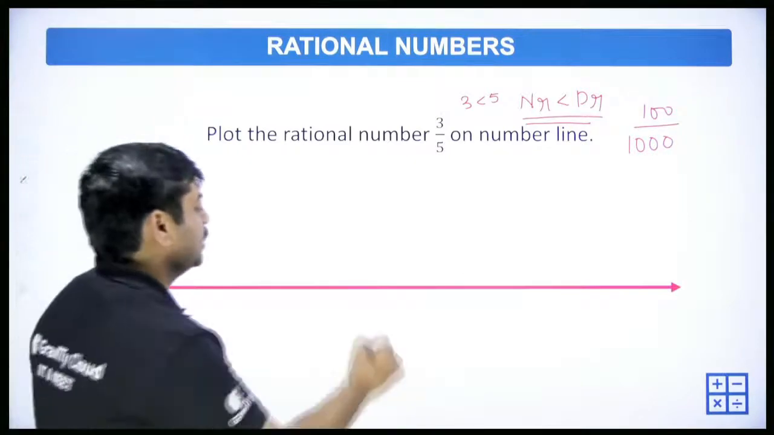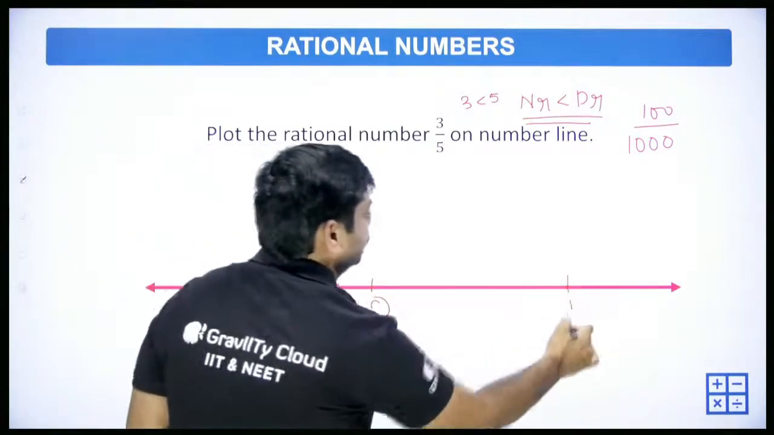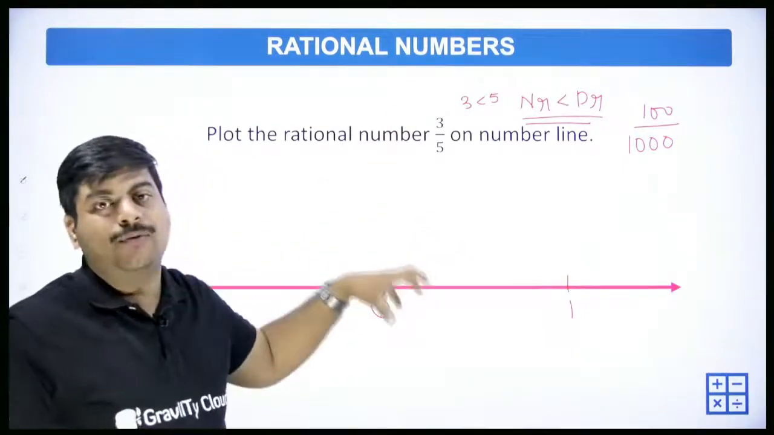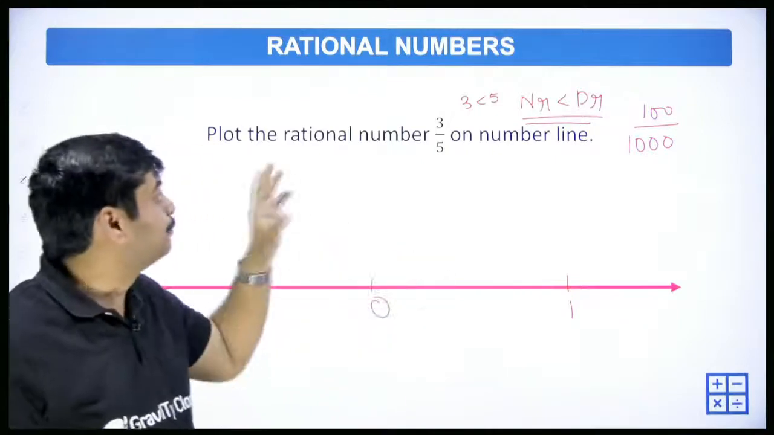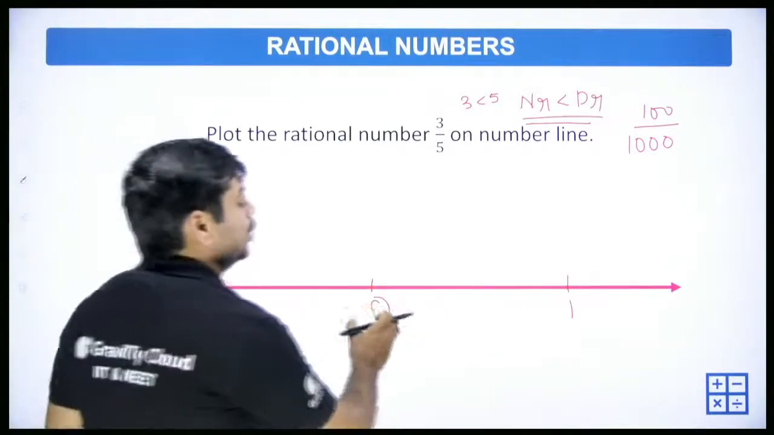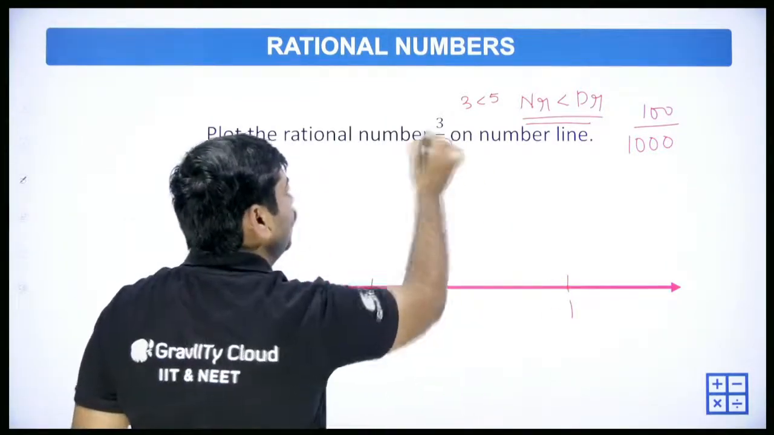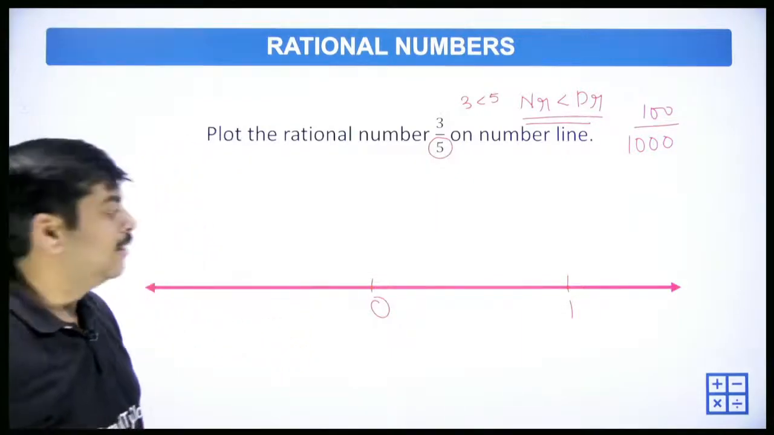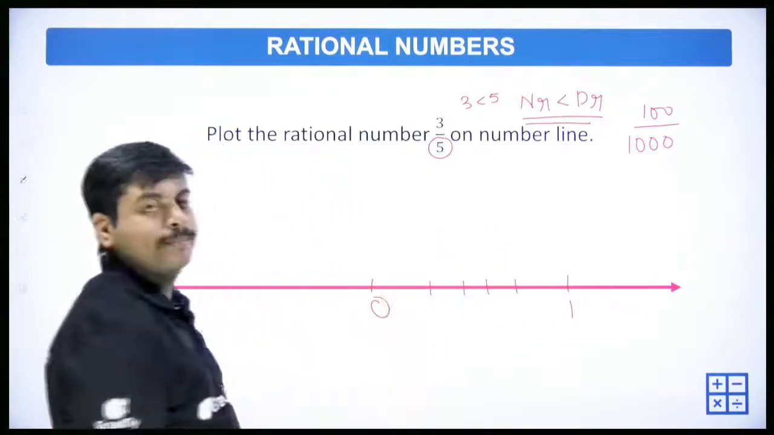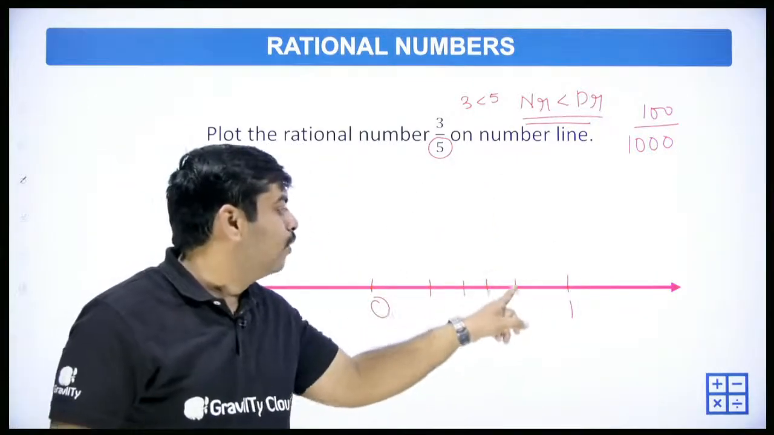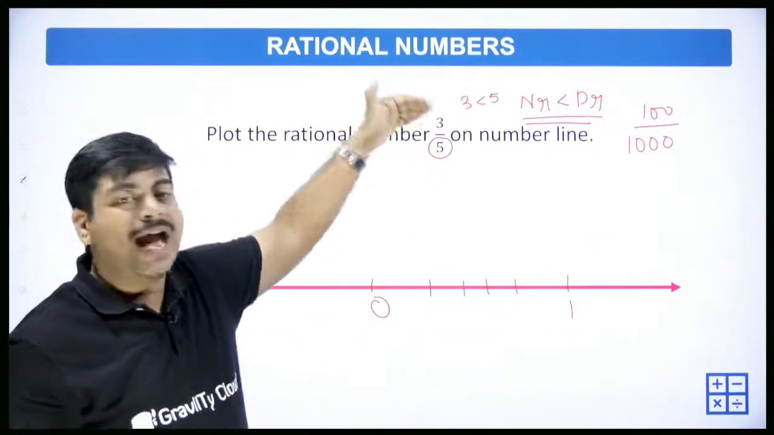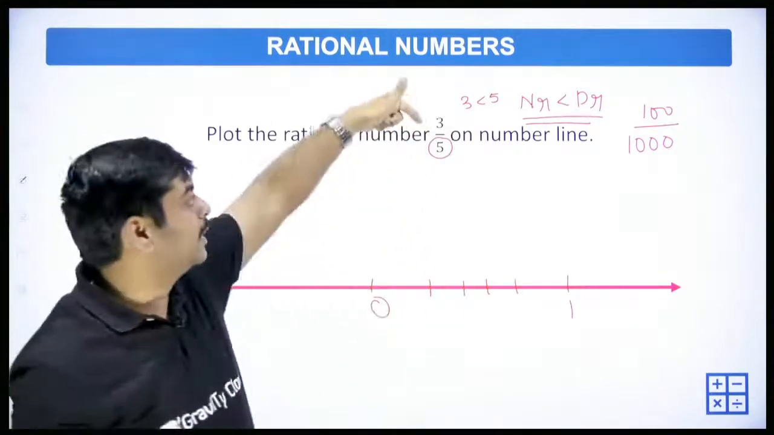Let's take 0 here and 1 here. So 3 by 5 will lie somewhere between 0 and 1. Now plot the rational number 3 by 5. Between 0 and 1, divide into 5 parts: first part, second, third, fourth, and that is the fifth part. Out of these 5 parts, we need to take 3 parts.